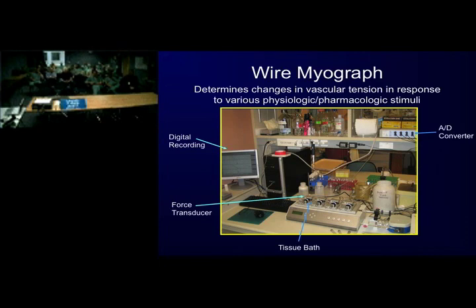So I'll just give you a little bit of background as to some of the experimental techniques that I've been using. The first one here is a wire myograph. Basically, we get very small arteries, isolate them, and put them in a tissue bath, which is connected to a force transducer. This force transducer is able to measure changes in tension in response to various physiological and pharmacologic stimuli. The signals from the force transducer then go to an analog to digital converter and ultimately to a digital recording on a computer screen, which we're then able to analyze.